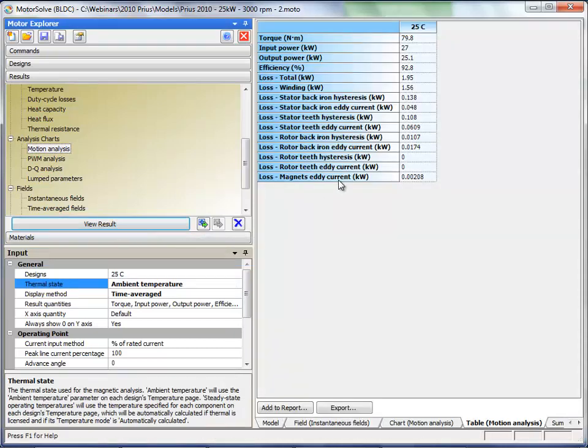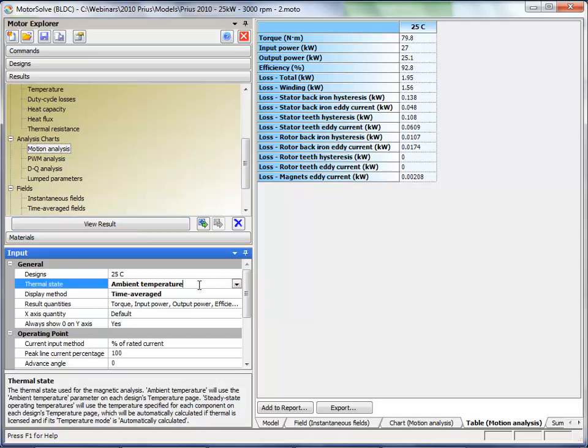Initially, this would be your ambient temperature solution. So we have just under 80 Newton meters of torque. We've got 92.8% efficiency, and we have 1.95 kilowatts of losses, made up primarily from the winding, but you can see the distribution of the losses in the other components, as well as some that do exist actually in the magnets themselves.